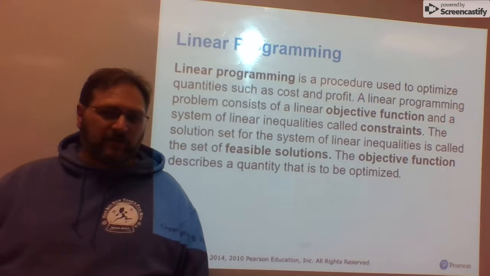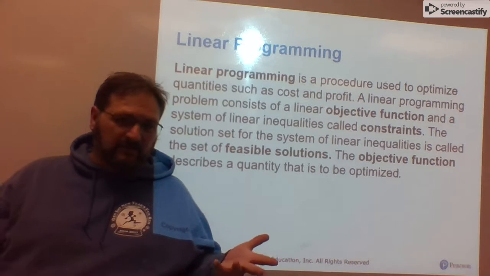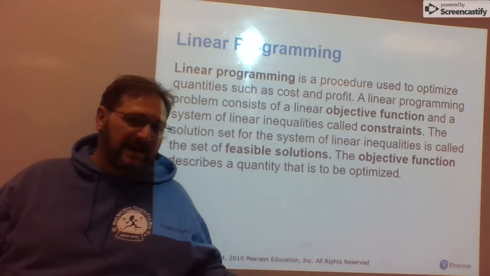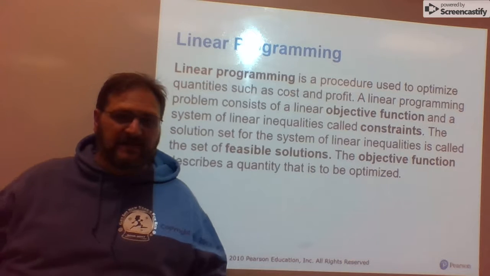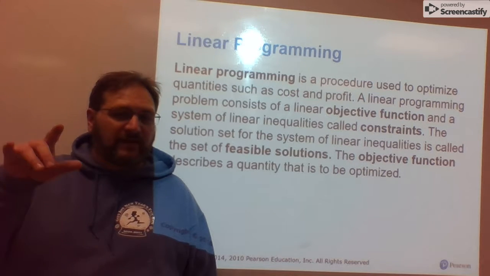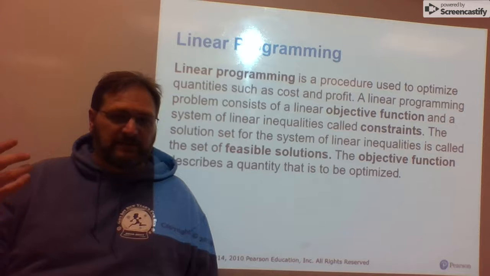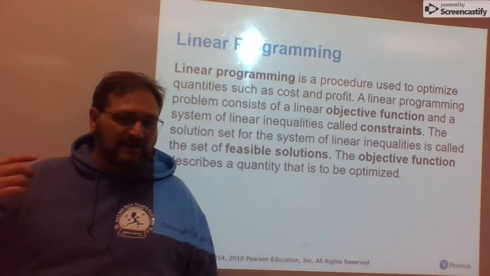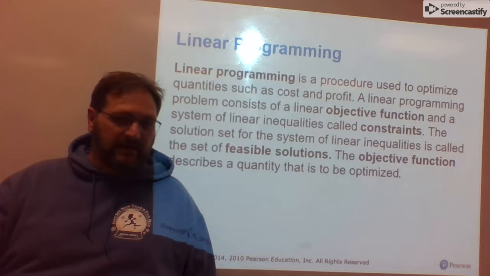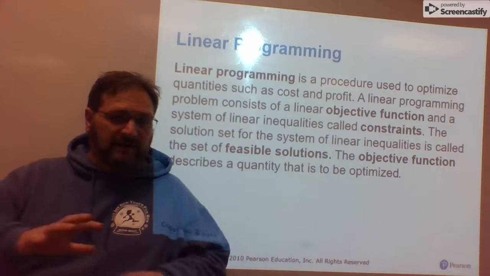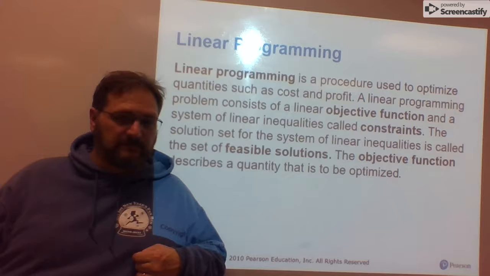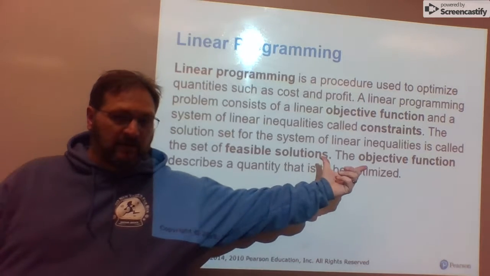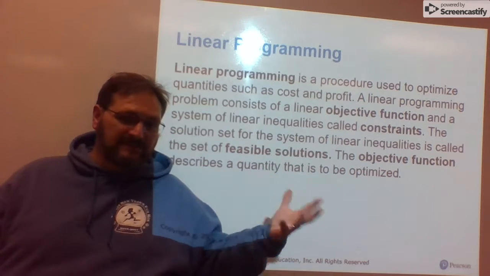All right, so now linear programming. As you can see here, linear programming is a procedure used to optimize quantities such as cost, profit, minimal cost, maximum profit, things like that. You're going to have an objective function, which is a function in 2 variables. And then you'll have some system of linear inequalities. We call those constraints. Those constraints give us a shaded region that we call our set of feasible solutions. We then work with our objective function to maximize or minimize.